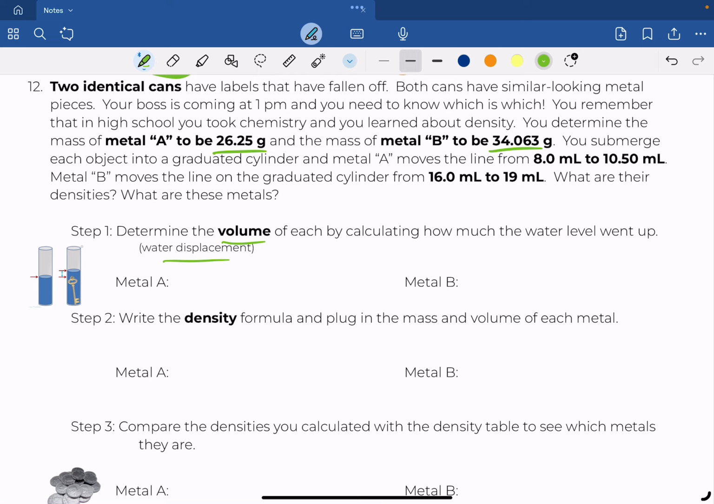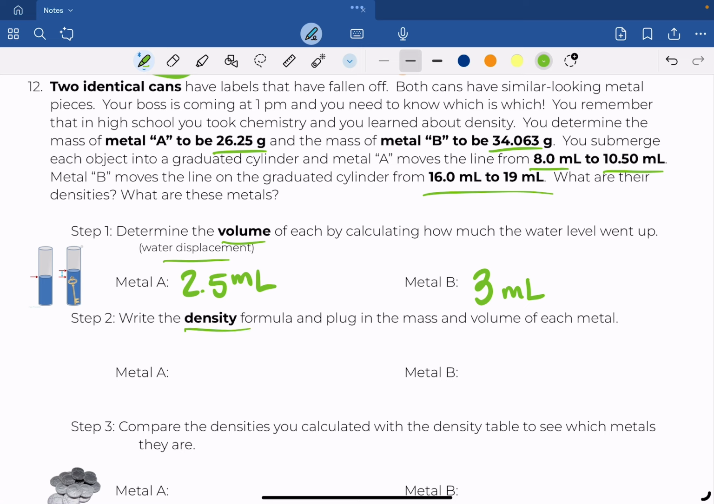In this case, it's telling us that metal A went from 8 to 10.5. From 8 to 10.5, that is a difference of 2.5 milliliters. Then the other one goes from 16 to 19. That one's a little easier math: 3 milliliters there. Just how much did it go up by?